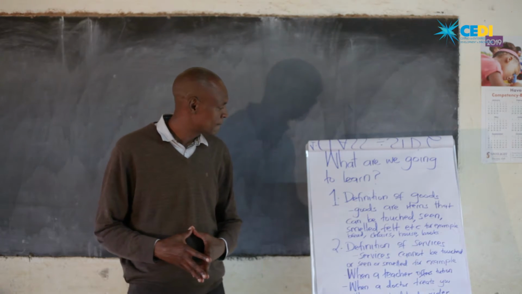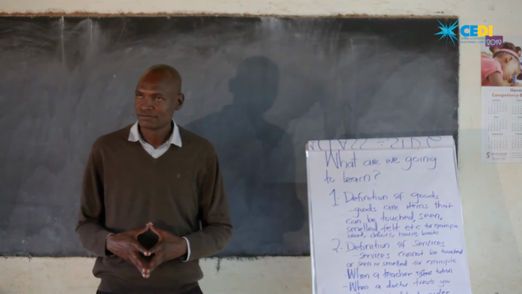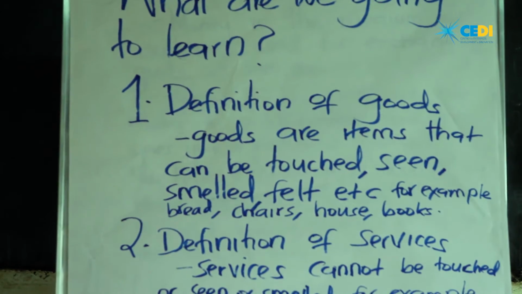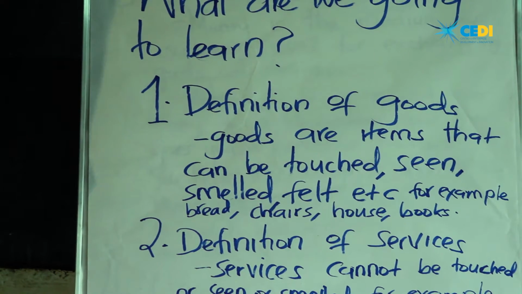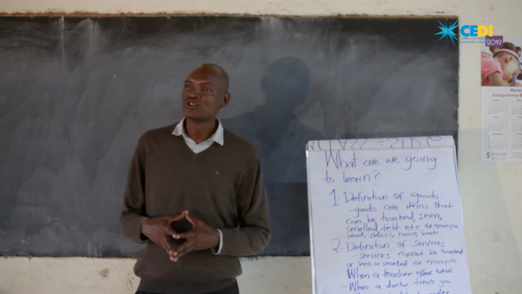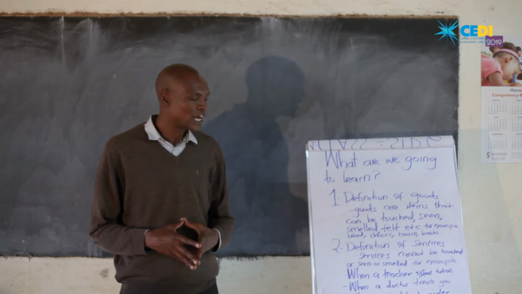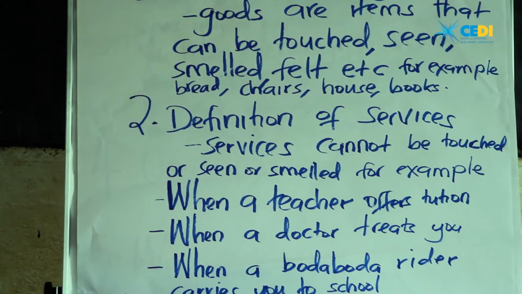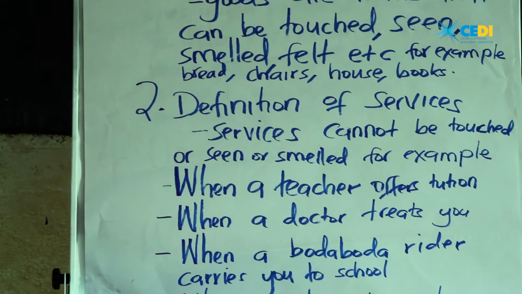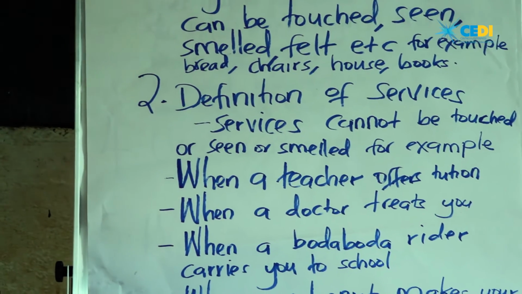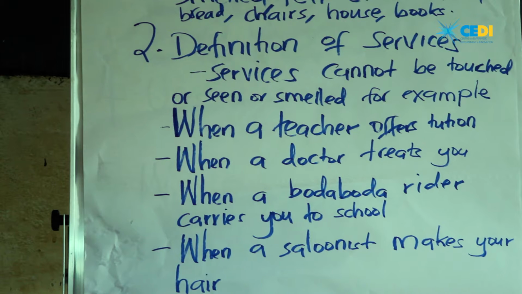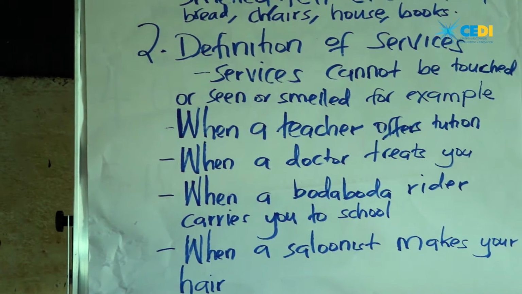Goods are items that can be touched. For example, bread, chairs, house, books, etc. Services, on the other hand, cannot be touched. We cannot perceive them with our own senses. For example, when a teacher offers tuition for a fee, that is a service. Because you cannot actually see tuition and touch it.